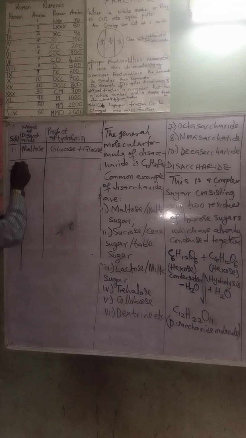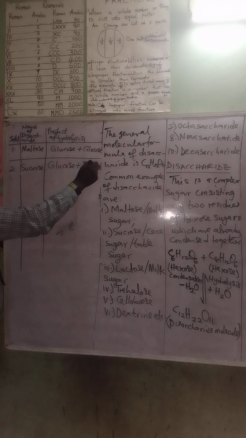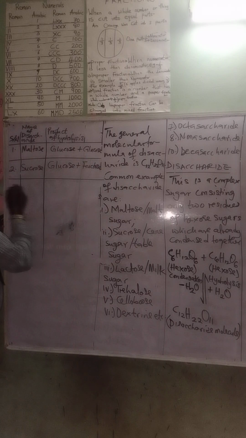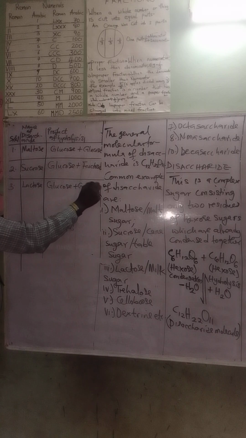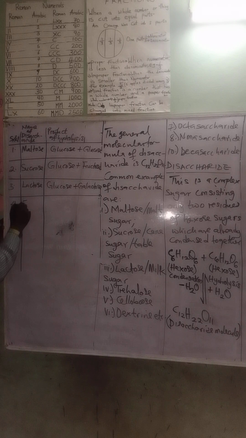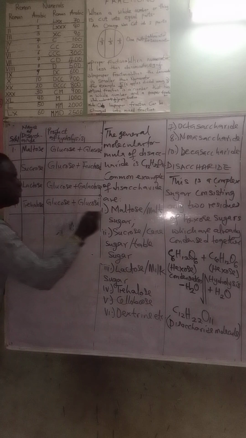Number two, sucrose. You have glucose plus fructose. Then number three, we have lactose. Lactose, when you hydrolyze, you get glucose plus galactose. Then number four, you have trehalose. Trehalose contains also glucose plus glucose, just like this, but in different linkage. We are going to look at that later.